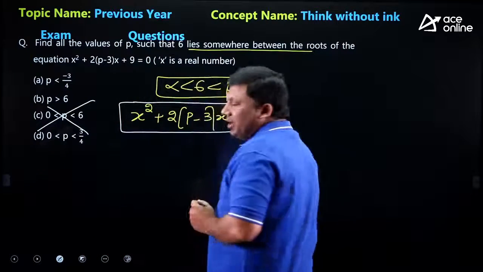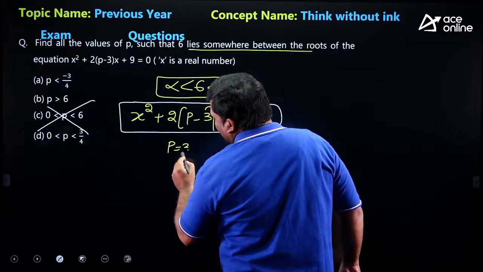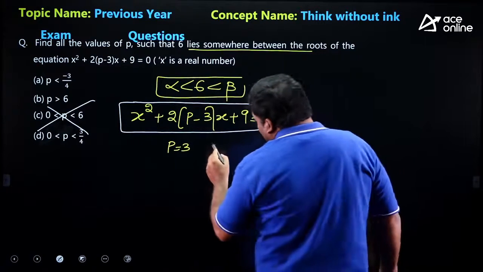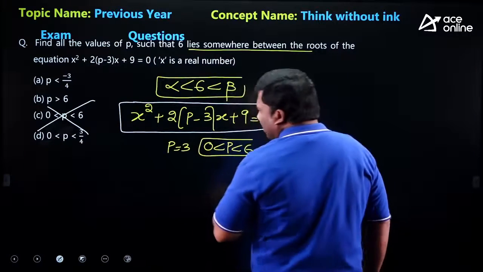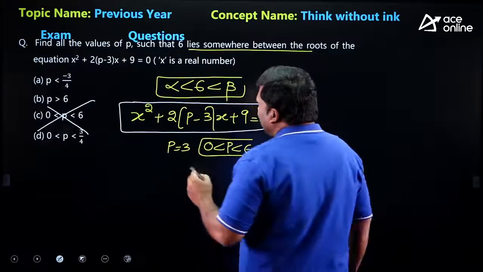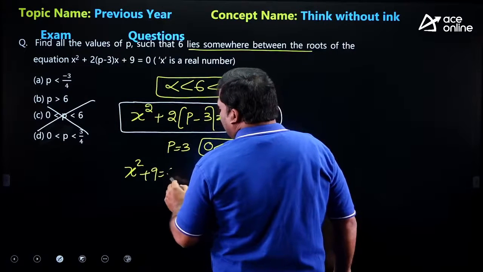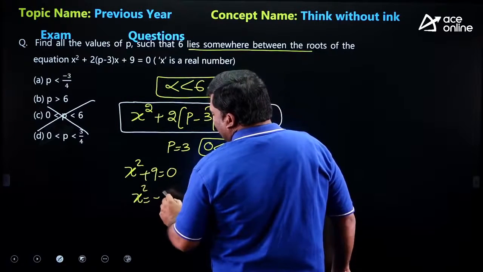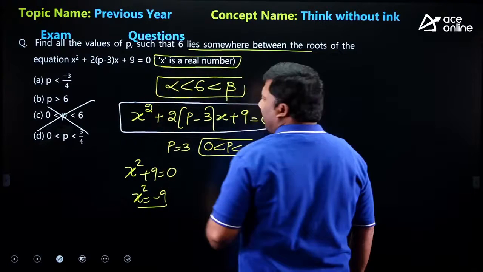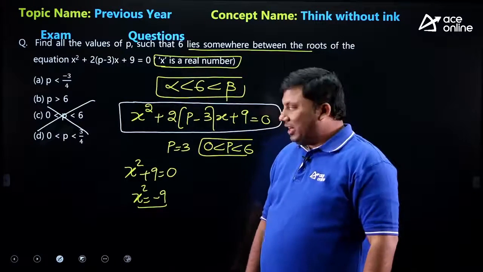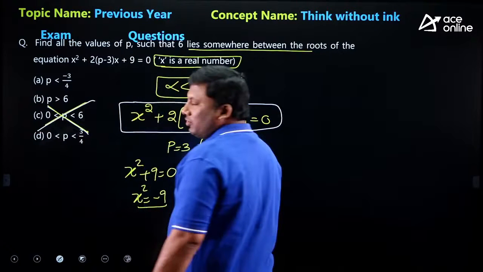Sir, how did you eliminate option C? Because if I substitute p equivalent to 3, this 3 is lying between 0 and 6. If I substitute 3, this will become x square plus 9 equivalent to 0. That means x square is minus 9. But it clearly mentioned that x is a real number. So this is out.